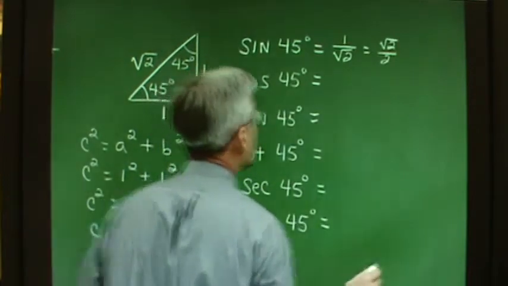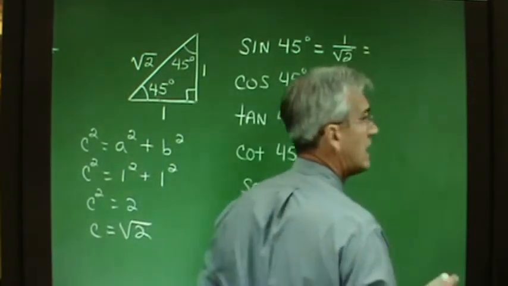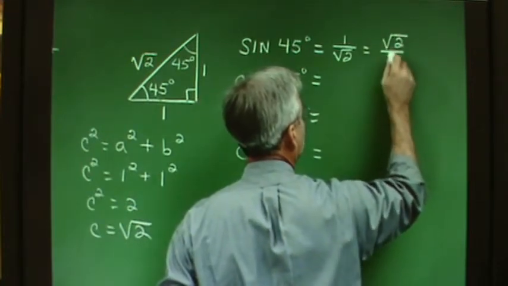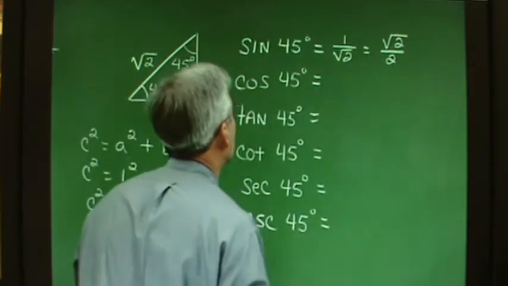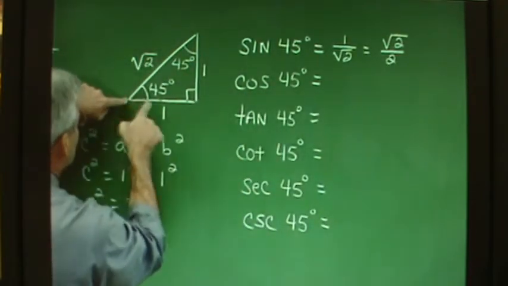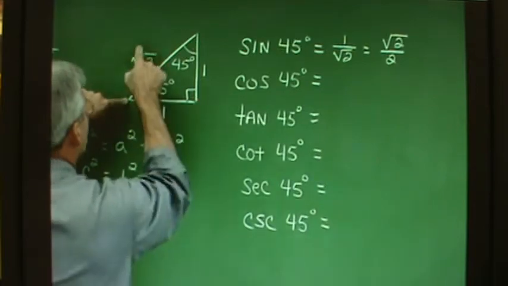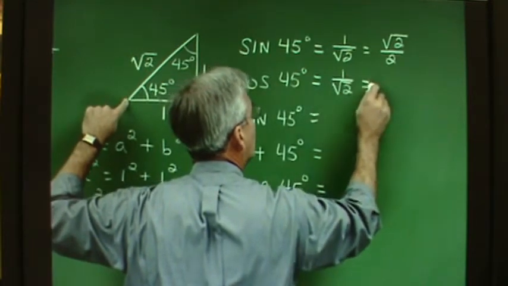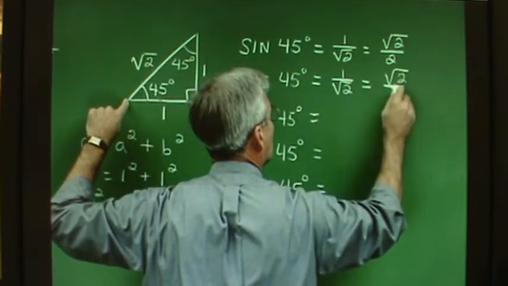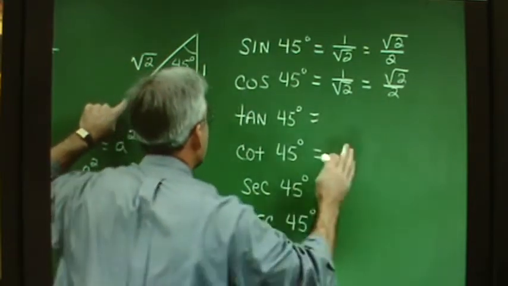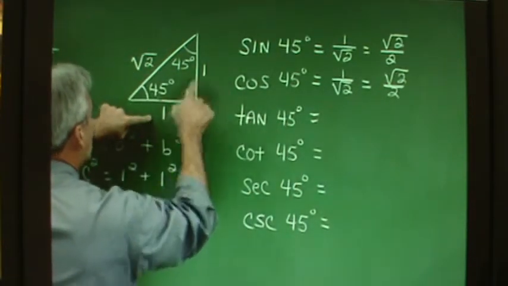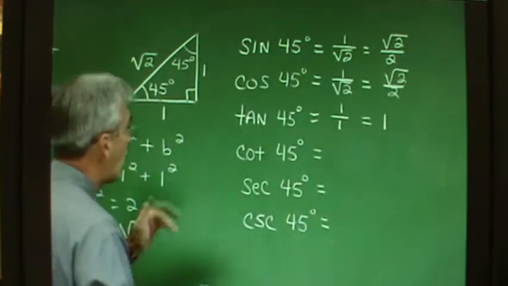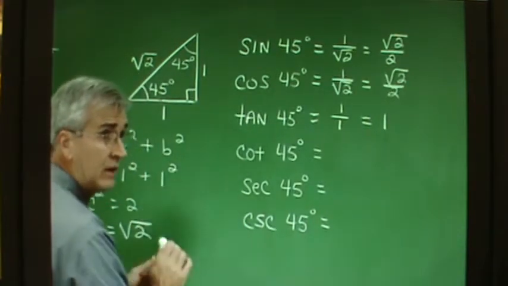It really depends on the preference of your teacher. This is technically more correct to write it in rationalized form. All right, the cosine of 45 degrees, well, it's adjacent over hypotenuse, so it would be 1 over the square root of 2 as well. So 1 over the square root of 2. And it, too, rationalizes to the square root of 2 over 2. And then tangent 45 degrees is 1 over 1, which is simply 1.